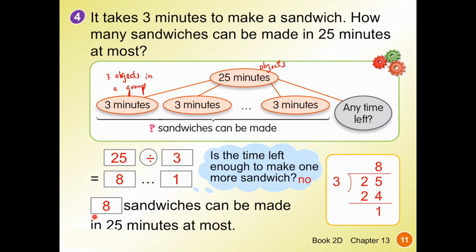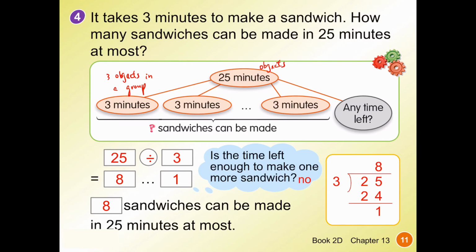So the sentence, we will write something like this: 8 sandwiches can be made in 25 minutes at most. So be really careful here, because the time left is not enough to make 1 more sandwich. So we should just simply use the quotient as the answer and leave out the remainder. Notice that in our sentence here, we do not mention the remainder, the 1.